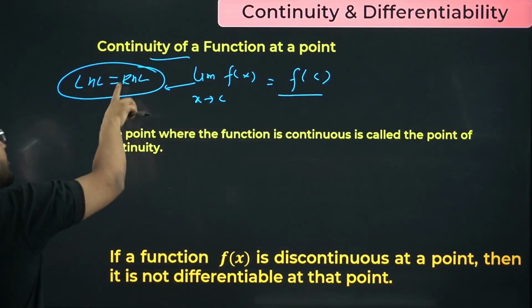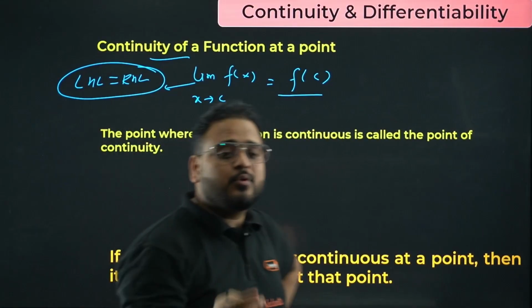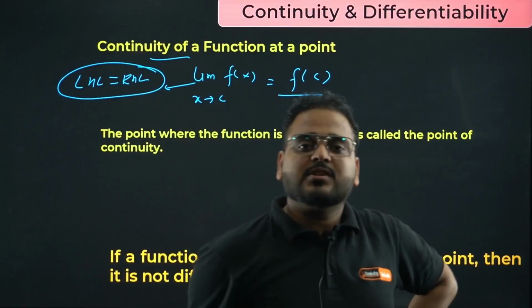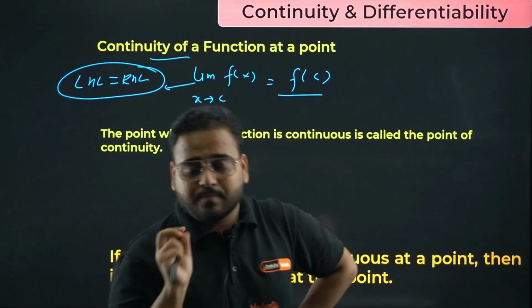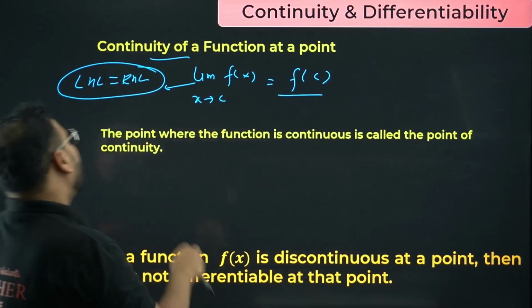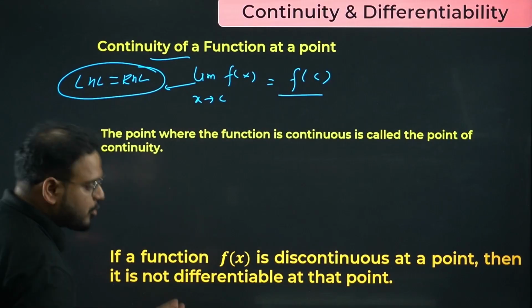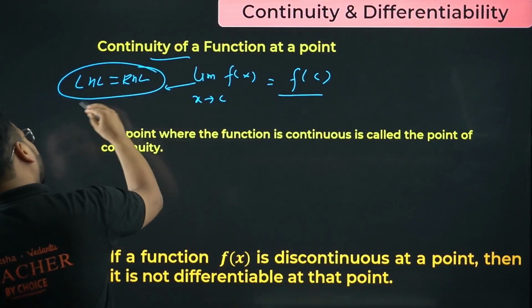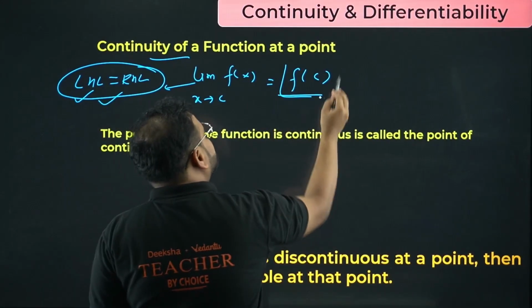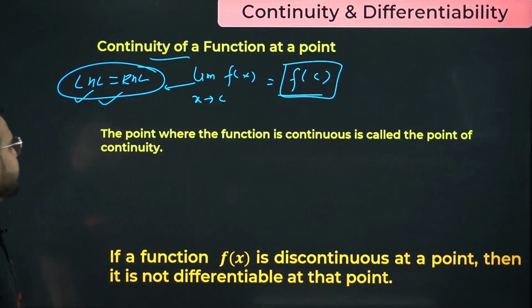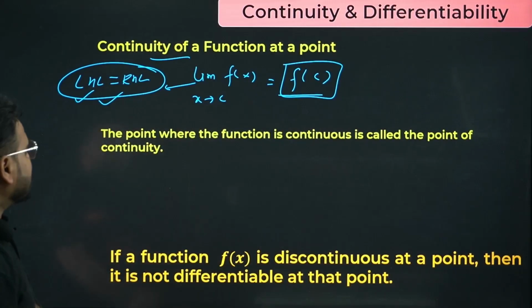Don't check just one, check both sides. What we usually do is check any one limit and put it equal to the function, which might be wrong in some cases. So please cross verify both LHL and RHL. They should be equal and also equal to f(C). That's the continuity at a point. The point where the function is continuous is called a point of continuity.